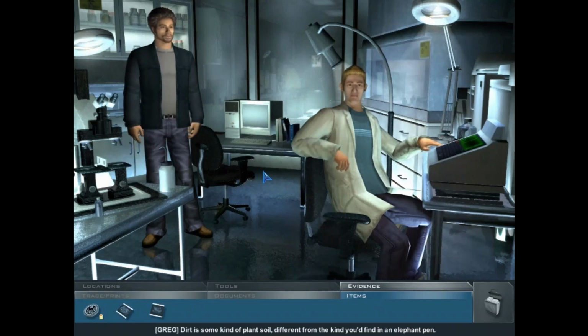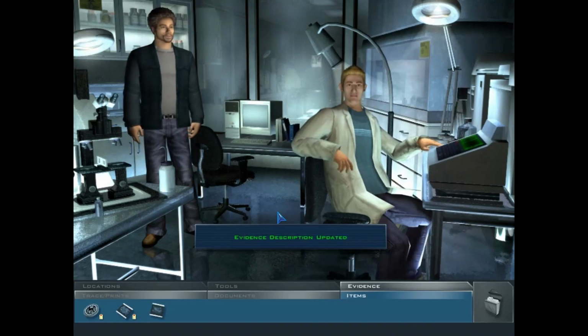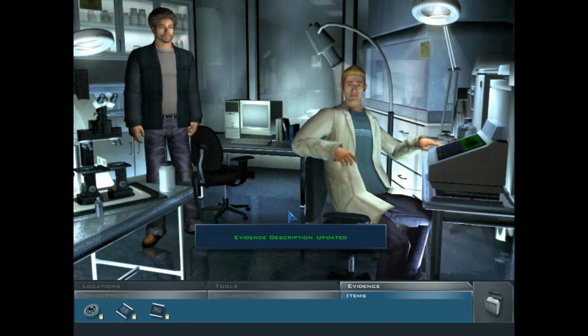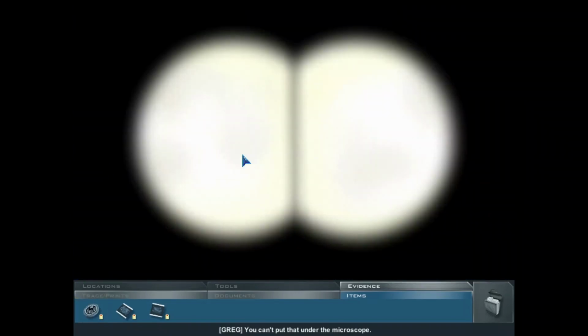Dirt's some kind of plant soil. Different from the kind you'd find in an elephant pen. Sorry, can't do anything with that. Sap. Oh, no offense, guys. Hard to narrow down just what type of tree. Best match I can make is a variety of red oak. You can't put that under the microscope.